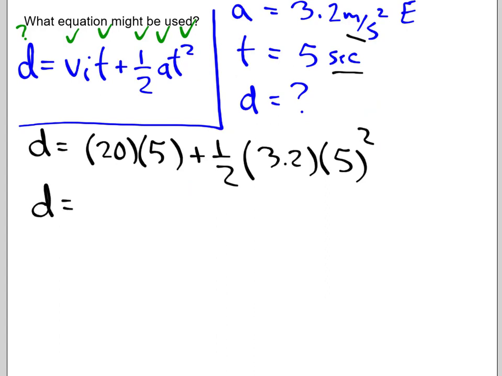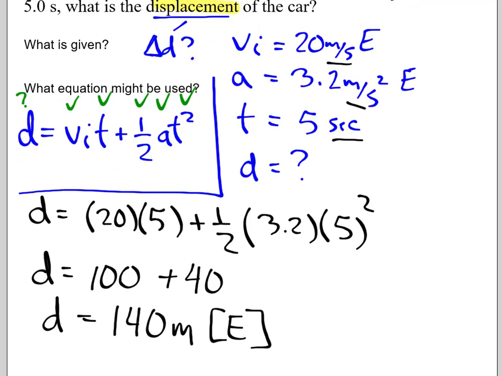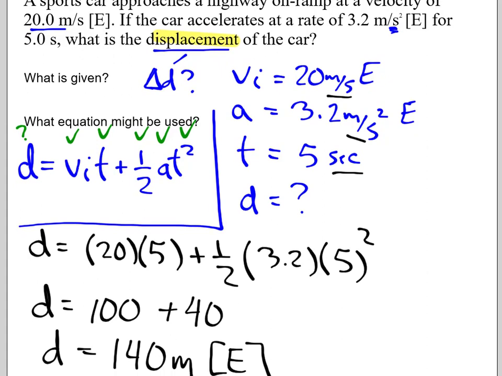I grab my calculator. First one's 100. That's pretty straightforward. 25 times 3.2 times 0.5, and then I get plus 40, and I would finish up with 140 meters to the east. That is the direction we were traveling, and that's all there is to it.